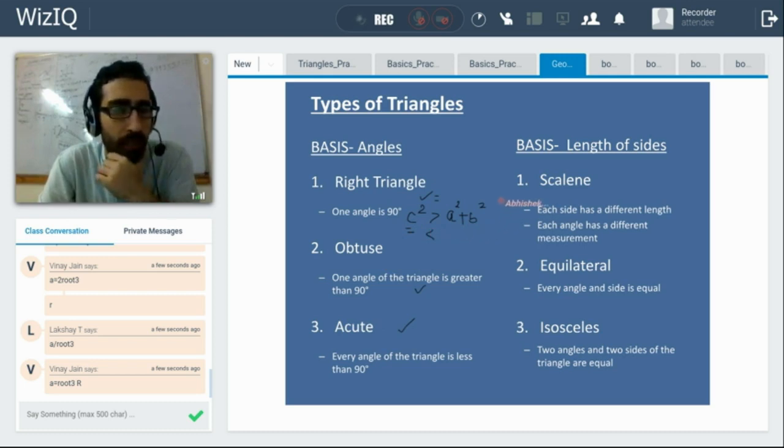And for an acute triangle, it's less than, where C is the largest side and the other two are the smaller sides. And on the basis of length of sides, a scalene triangle is one in which all three have different lengths. An equilateral triangle is one, as we had covered, where every angle and every side is equal, every angle equal to 60 degrees. Side is typically denoted by A. An isosceles triangle is one where two angles and two sides are equal. That's what an isosceles triangle is.